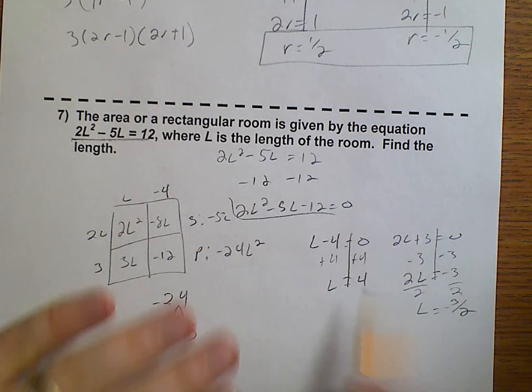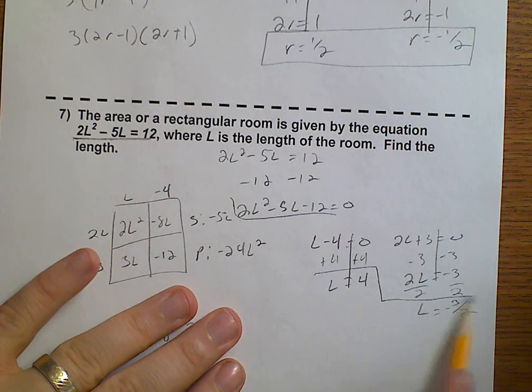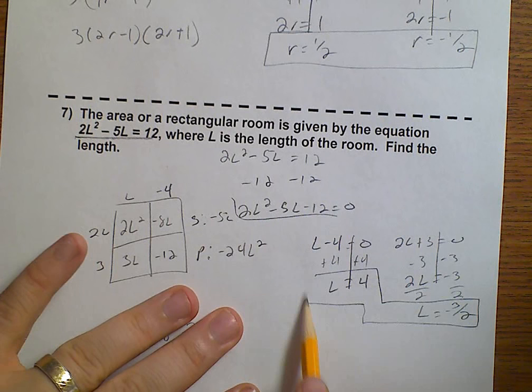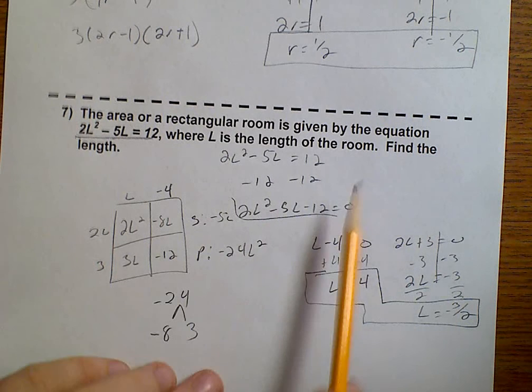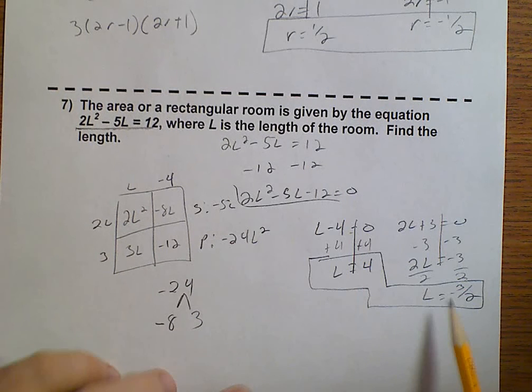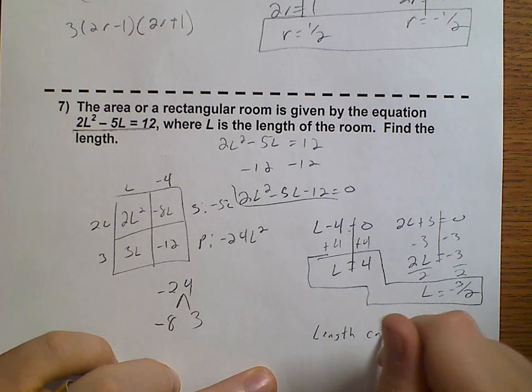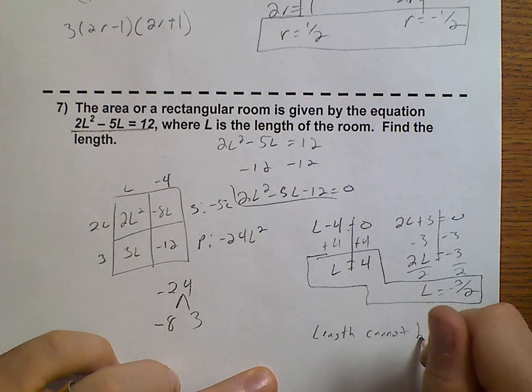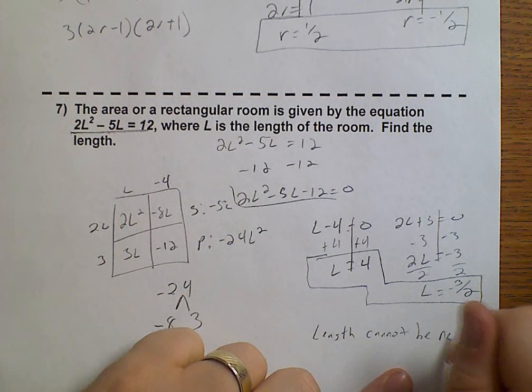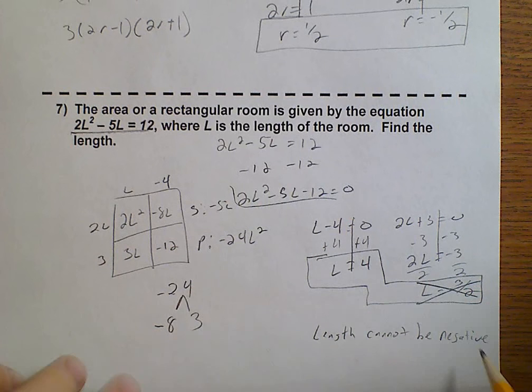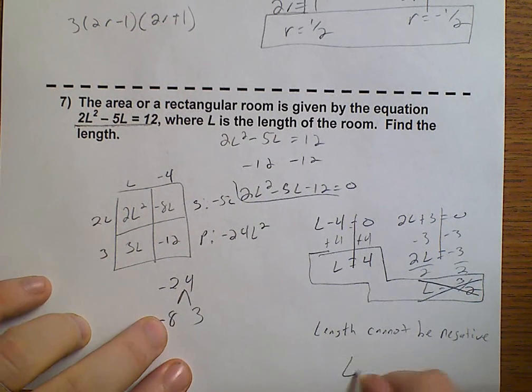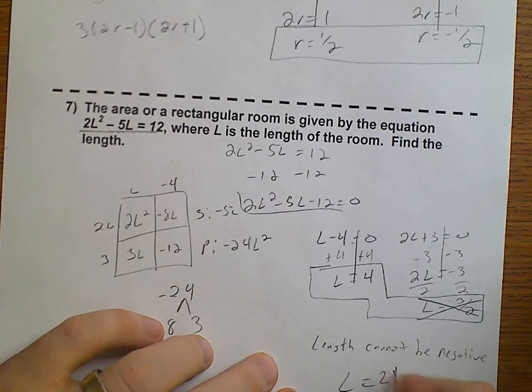So these are our 2 answer choices. However, we're talking about the length of a room, and length cannot be negative. So that's not an answer, which means that L must equal 4.